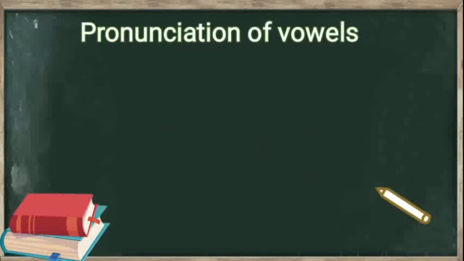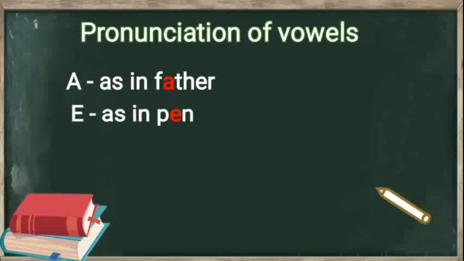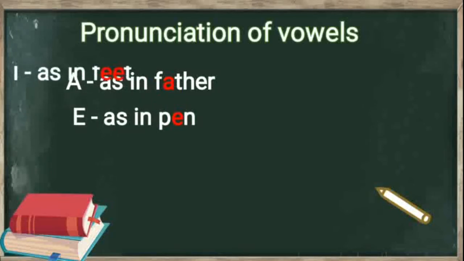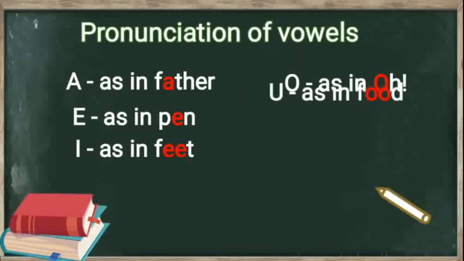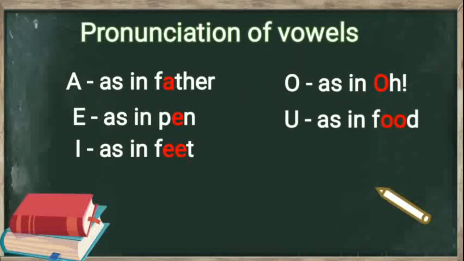Now let's see the pronunciation of vowels in a word. A as in father. E as in pen. I as in feet. O as in O. And U as in food.